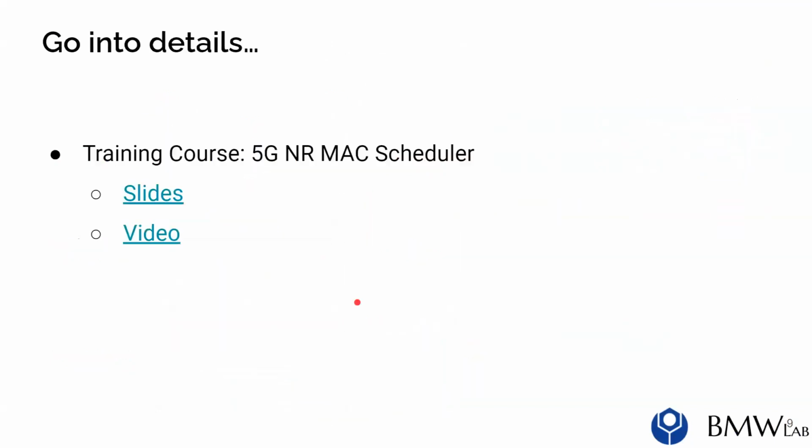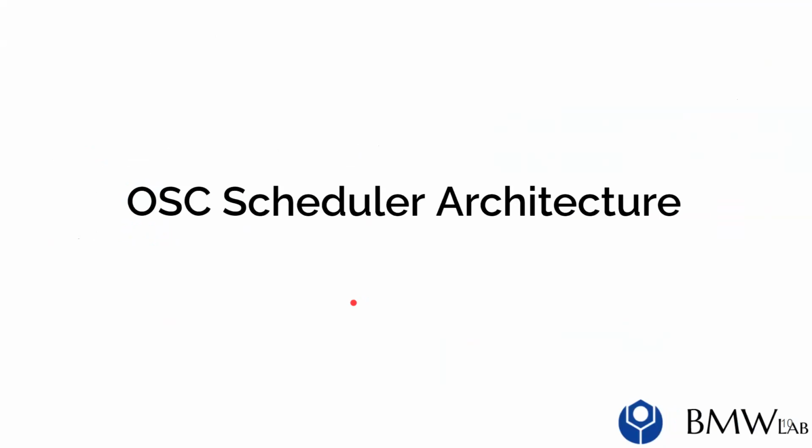Okay. Today I won't go into detail about the DCI, the format of DCI, or the common channel procedures, the cell broadcast procedure or random access procedure. I will have a talk regarding this part in the next 3 weeks. So if you are interested, you can go into detail. You can click the link to see a slide or a video. And then I will show you the OSC scheduler architecture.